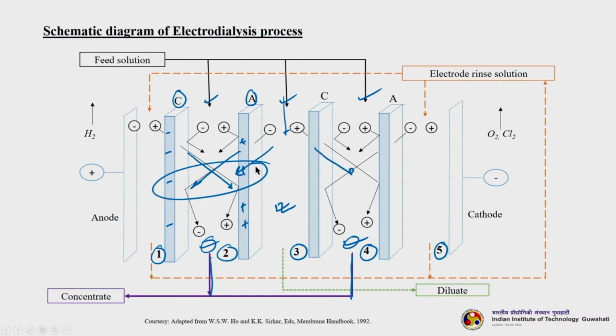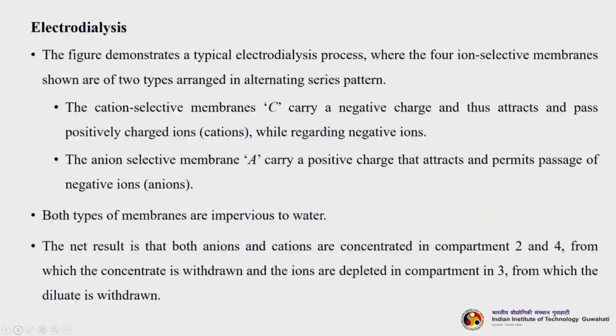So, here there is an anode and there is a cathode, and the electrical potential is applied. Both types of membranes are impervious to water. This is important. So, the net result is that both anions and cations are concentrated in compartments 2 and 4, from which the concentrate is withdrawn, and the ions are depleted in compartment 3, from which the dilute is withdrawn.